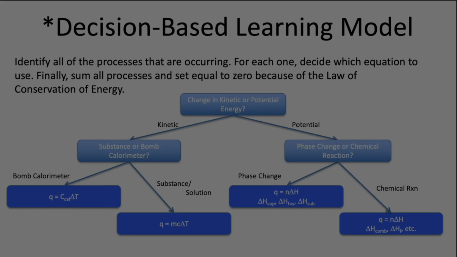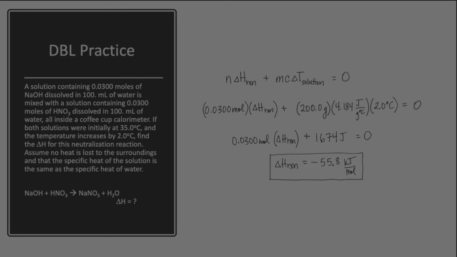So if we come back to our decision-based learning model, first we have a chemical reaction. That's going to be a change in potential energy. It's a chemical reaction. We get a Q equals n delta H for that. Second, we have water that's going to be heating up, or the solution that's heating up. That's a change in kinetic energy. And we're going to treat it like a substance, Q equals mc delta T. We're going to just make the assumption that the specific heat capacity is about the same as water.